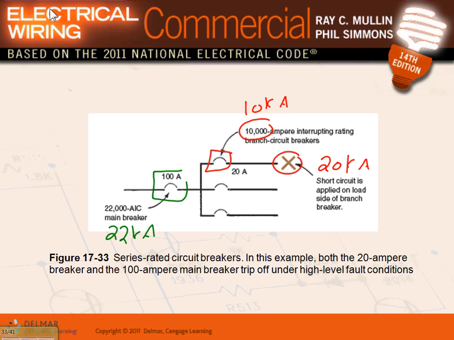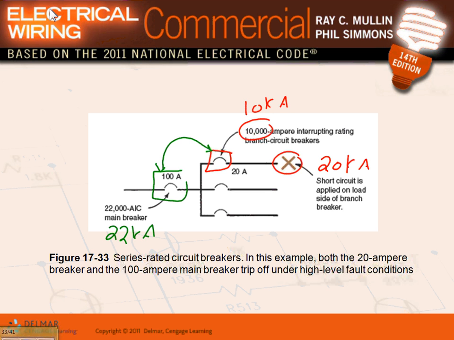Okay, so what the manufacturers do, guys, we talked about this one before. In the field, they coordinate between the 20 amp and 100 amp. So if a short circuit of 20 is to happen on the load side of the 20 amp, this guy will not trip, will hold it. Wait until the big boy takes care of it.